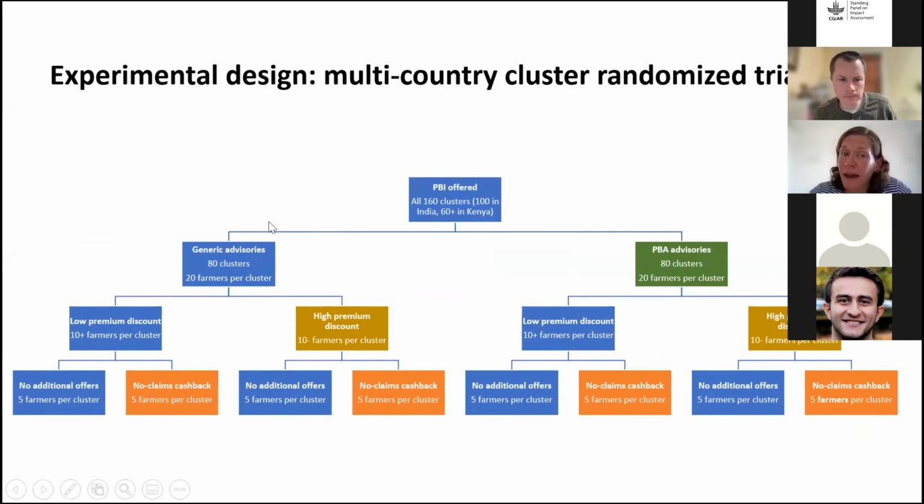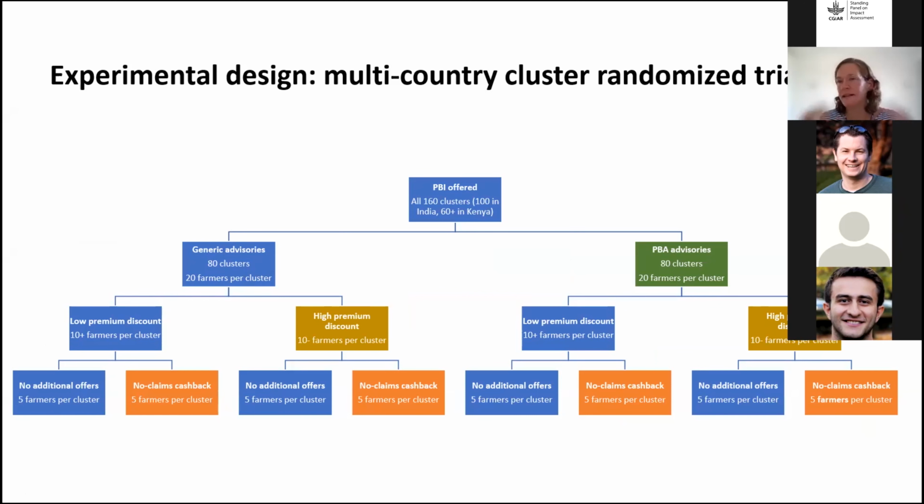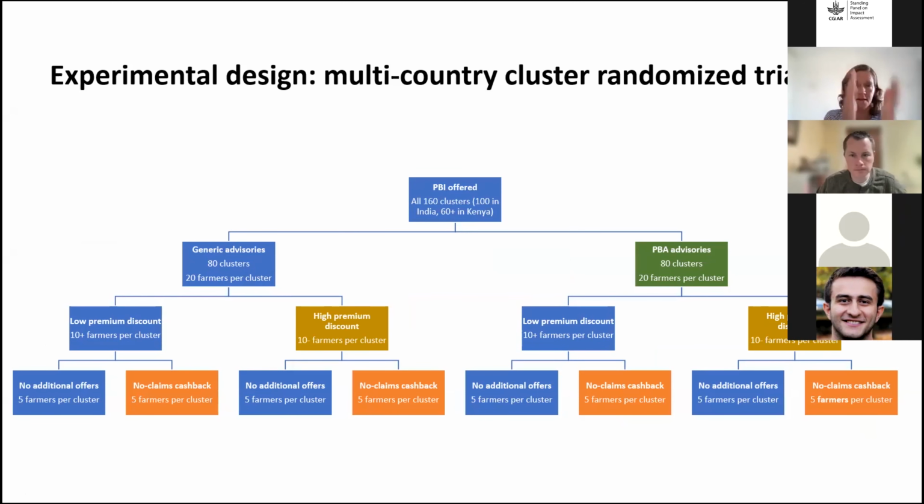So we have half of the clusters being randomly assigned to generic advisories. These are very standard advisories that are sent out en masse, not really any tailoring to the personal situation that a farmer might be in. So no tailoring towards crop growth stage, just on the basis of a crop calendar saying this is when advice about irrigation should go out. Now farmers need to get advice about fertilizer. Now we're going to say something about best harvesting practices. So that's the generic advisories.